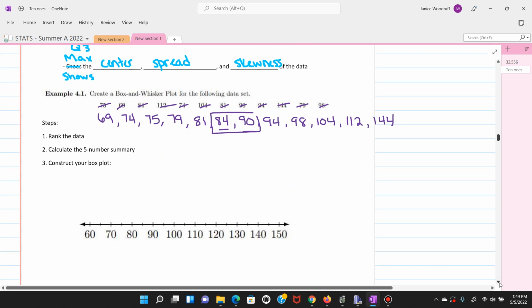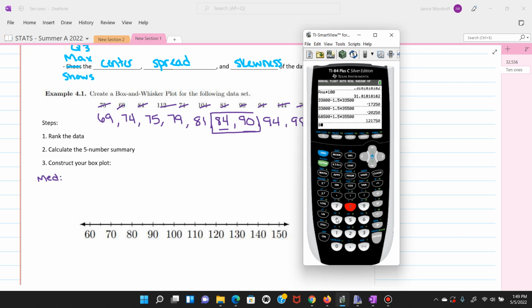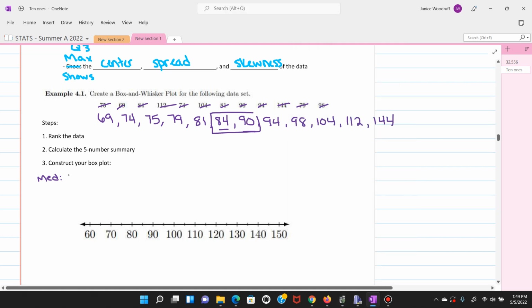So for the median, we will go 84 plus 90 divided by 2. 87. So 87 will be the first thing.